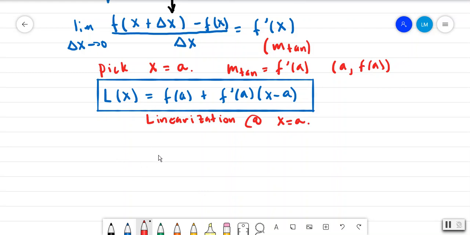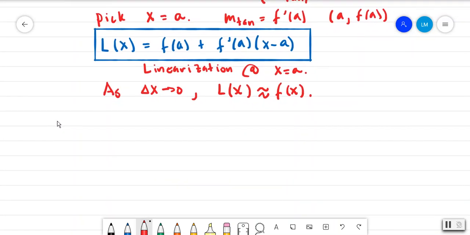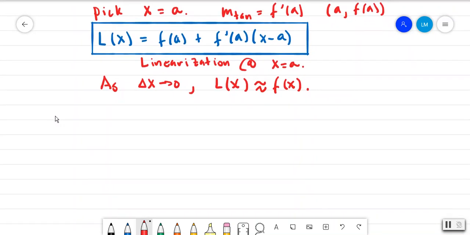So to understand what we just wrote down, basically what we're saying is that as delta x tends to 0, the linearization of x is going to be approximately equal to the function f of x. So that's actually pretty useful in this sense. Okay, now how useful could that be?